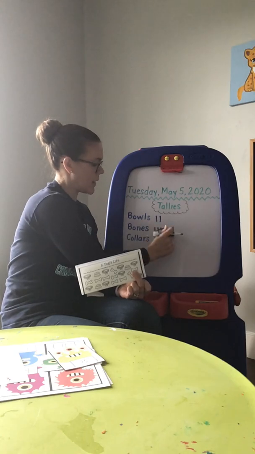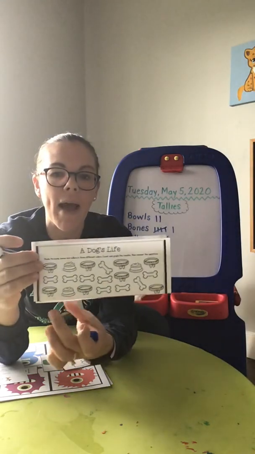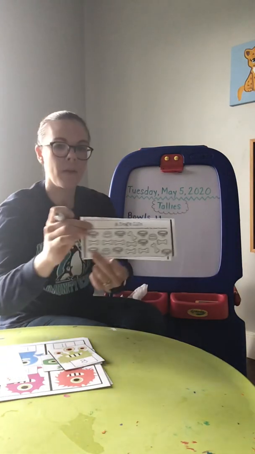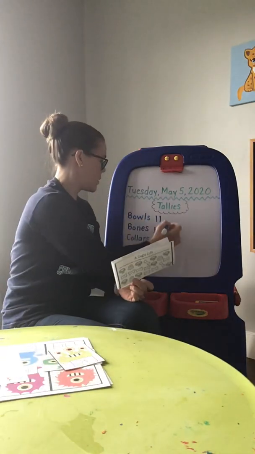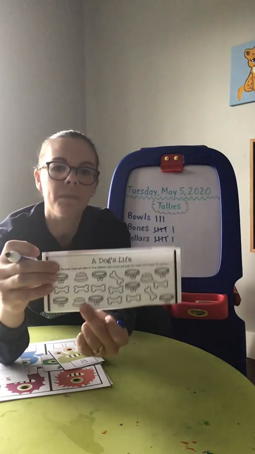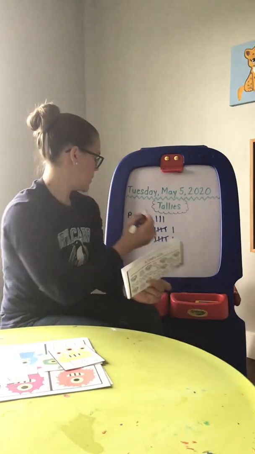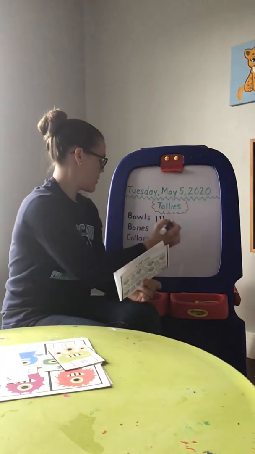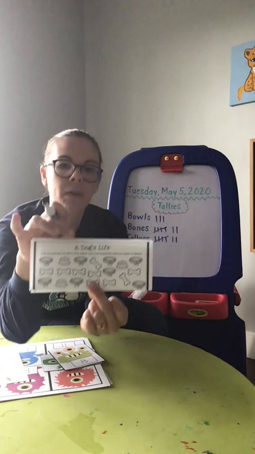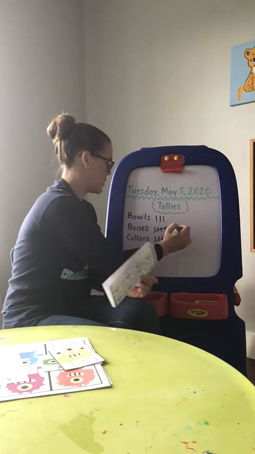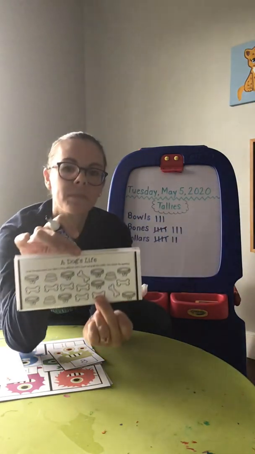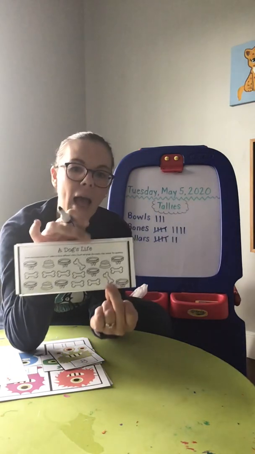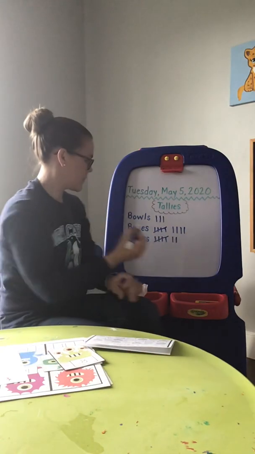So here I'm going to start my next group for bones. Then I have collar, bowl, collar, bone, another bone, another bone, and my last one is a collar. All right?